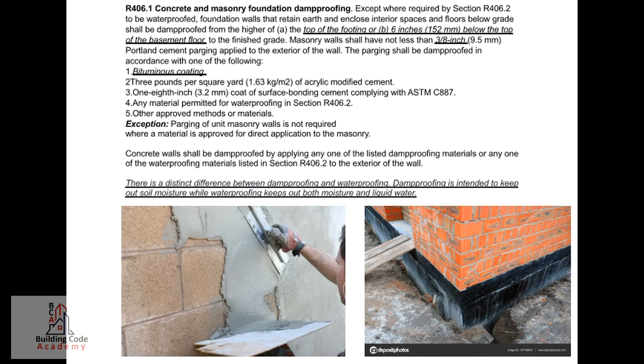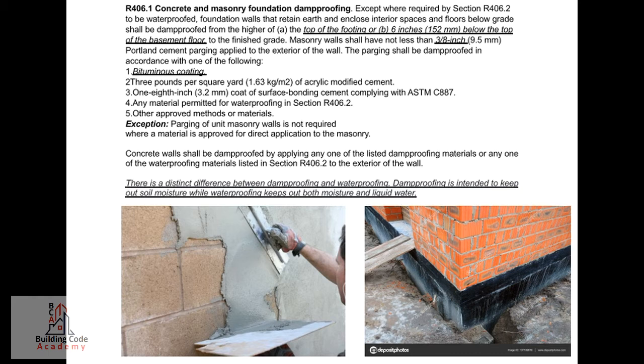1. Bituminous coating. 2. 3 pounds per square yard, 1.63 kilograms per square meter of acrylic modified cement. 3. 1/8 inch, 3.2 millimeters, coat of surface bonding cement complying with ASTM C887. 4. Any material permitted for waterproofing in Section R406.2. 5. Other approved methods or materials. Exception. Parging of unit masonry walls is not required, where a material is approved for direct application to the masonry.